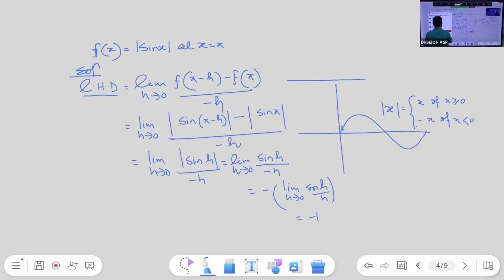Yes, not differentiable. Okay, next question.